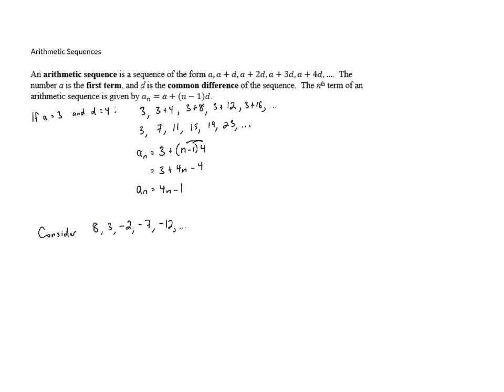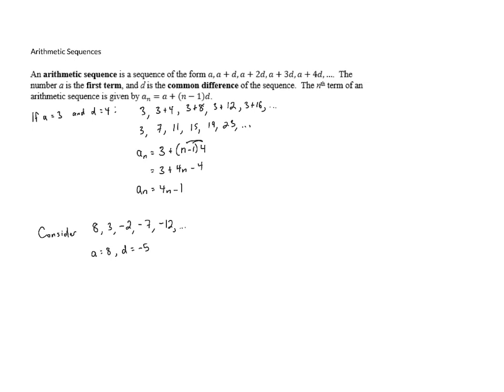3 minus 8 is negative 5. Negative 2 minus 3 is negative 5. Negative 7 minus negative 2 is negative 5, etc. So in this case, this is an arithmetic sequence because we have the same difference in between each pair of terms, and our first term is 8, and the common difference is negative 5. So this is enough actually to define our arithmetic sequence.